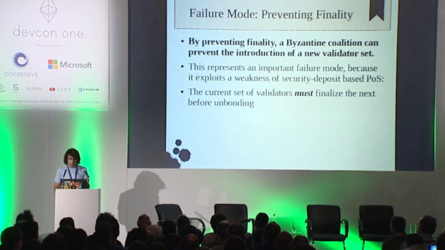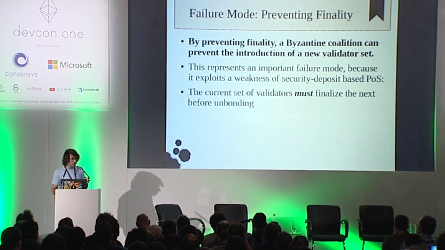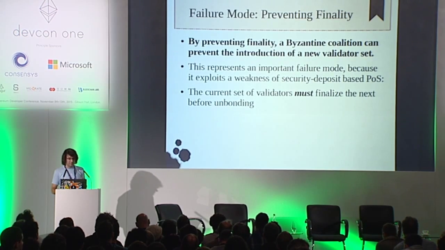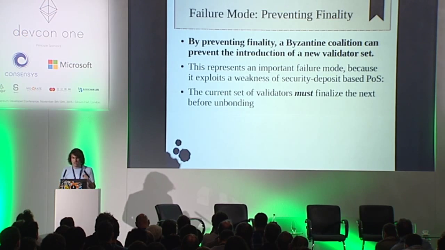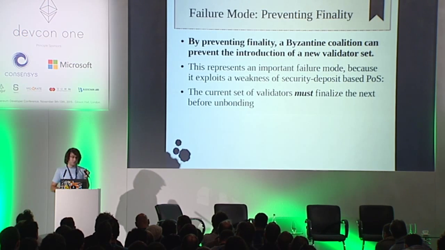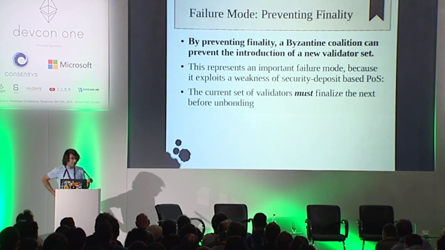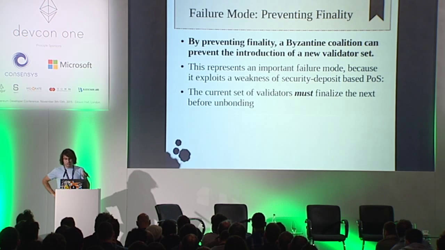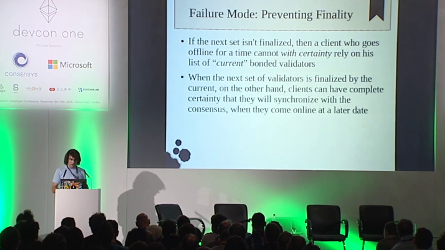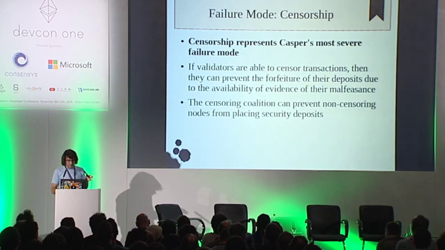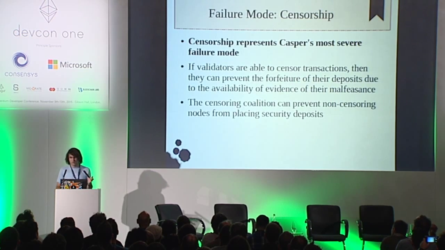Preventing finality is a more serious failure mode where a coalition could stop finality from occurring, which prevents them from introducing a new set of validators. This is important. You need to finalize a new set of validators before the first set of validators can rotate, because you must know for sure who the validators are when you come online as a client. Censorship is the most severe failure mode.